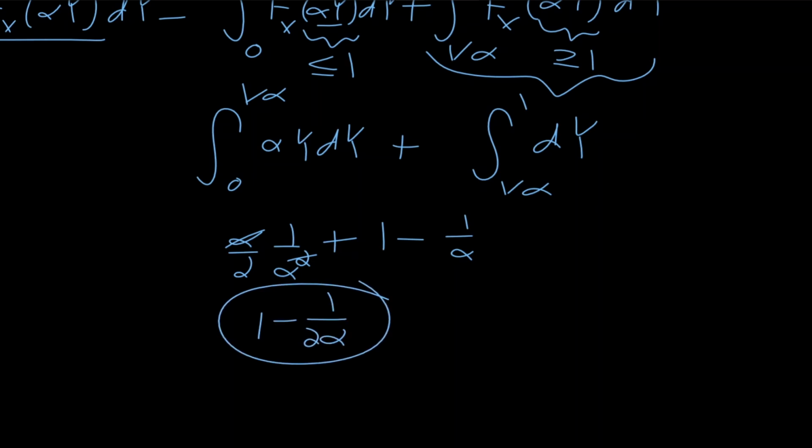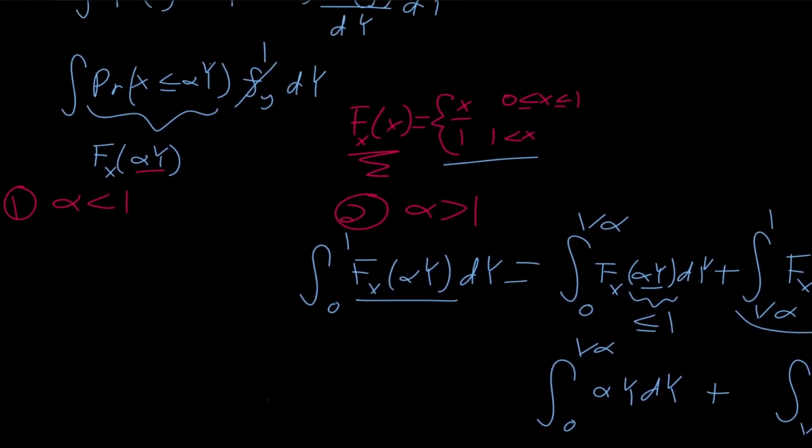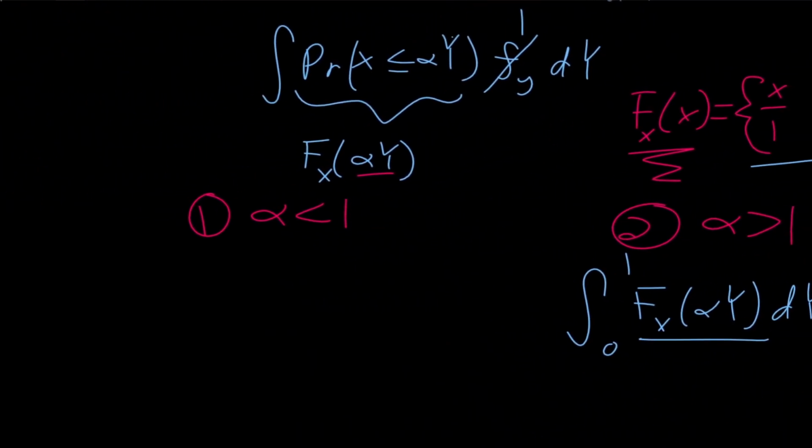So that right there is going to be our cumulative distribution function for alpha being greater than or equal to 1. So now let's go over here and consider the case when alpha is less than 1. Well, in this case, whenever we consider the integral from 0 to 1 of f sub x of alpha y, here's the interesting thing. Alpha is less than 1, but y is also, by definition, less than or equal to 1. It's in between 0 and 1.